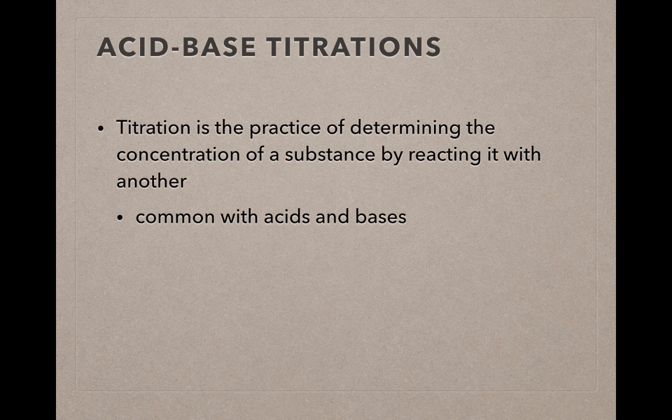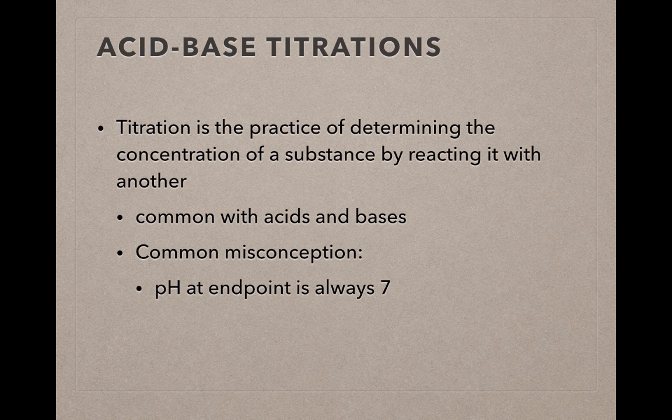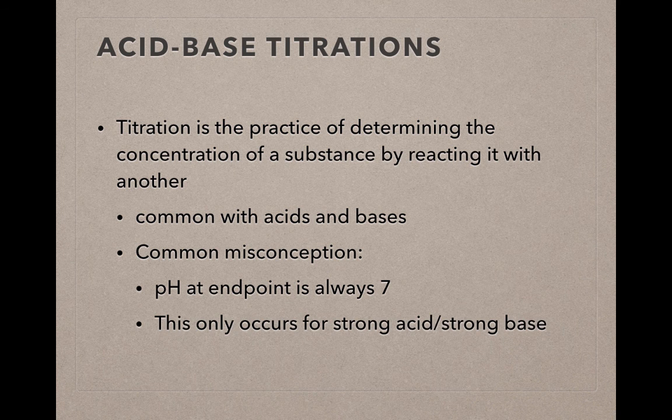Now, when we do acid and base titrations, there is a very common misconception that we have to get out of our minds, and that is that the pH at the end point of that titration is always 7. This is simply not true. The only time that this is true is if you are titrating strong acids and strong bases. If either your acid or your base is weak, then your pH will be something other than 7. And we'll see examples of that in lectures to come.